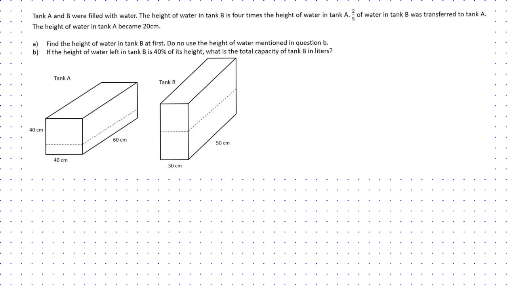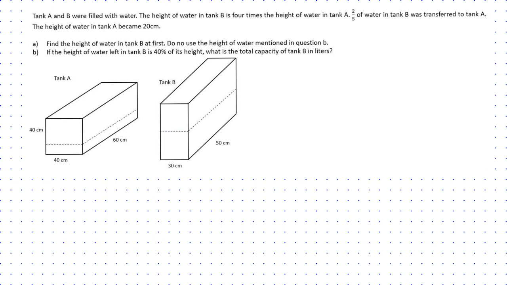Hi, so this question is based on volume and it involves fractions and percentage. It says tank A and B were filled with water. The height of water in tank B is 4 times the height of water in tank A. It is important to note that they are talking about the heights of water in both tanks and not the heights of the tanks A and B.